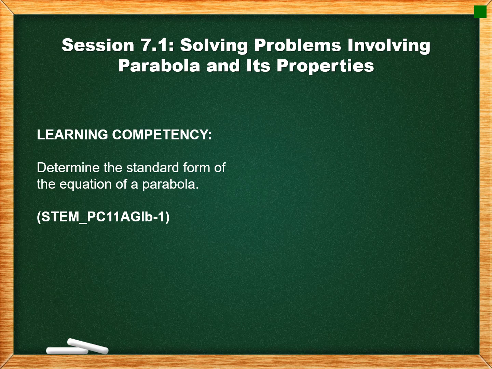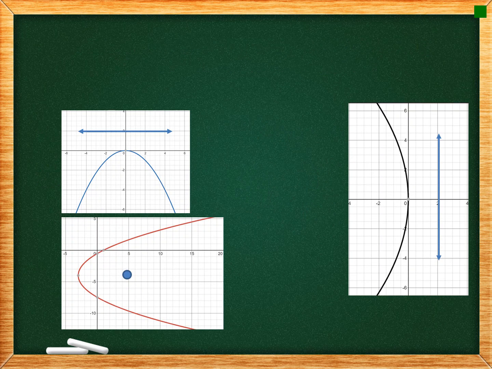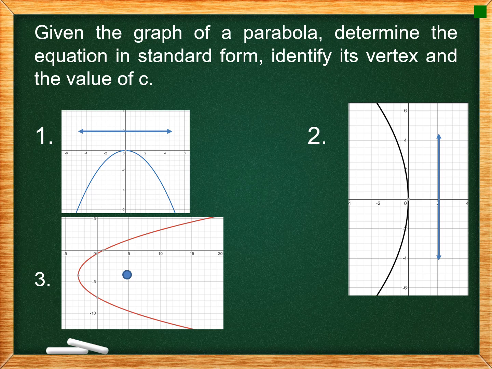Our specific objective for this session is to determine the equation of a parabola in standard form, identify its vertex, and the value of c given its graph. So, for this session, given the graph of a parabola, we are going to determine the equation in standard form for items 1, 2, and 3 and identify the vertex and the value of c. Let's begin.